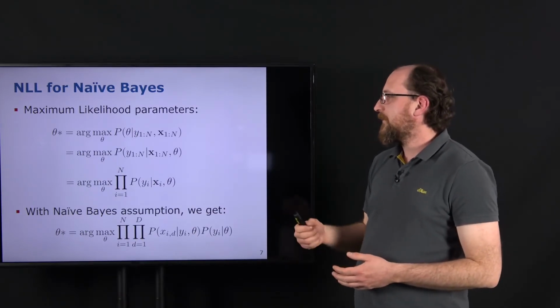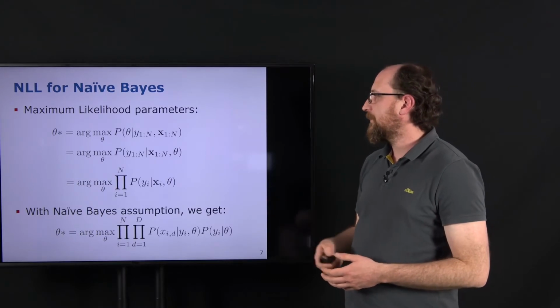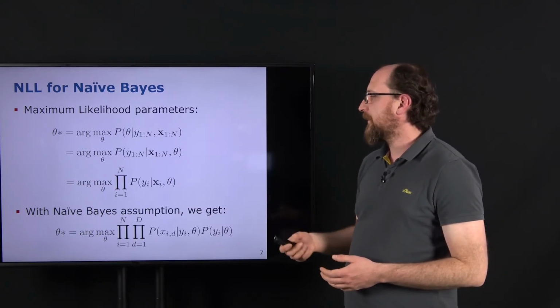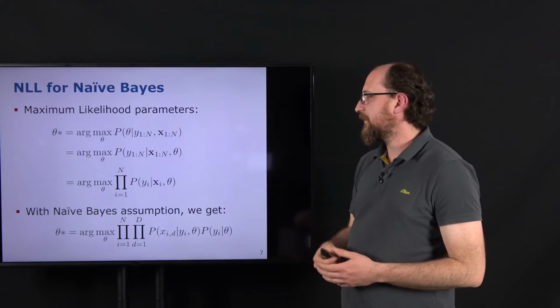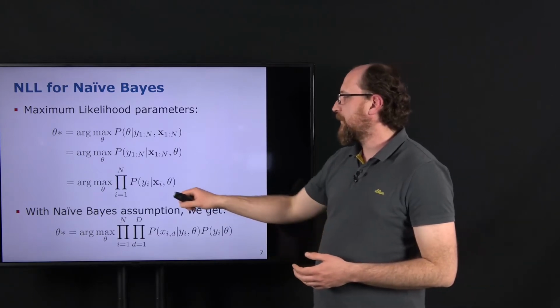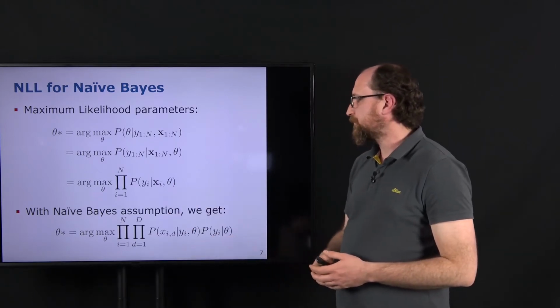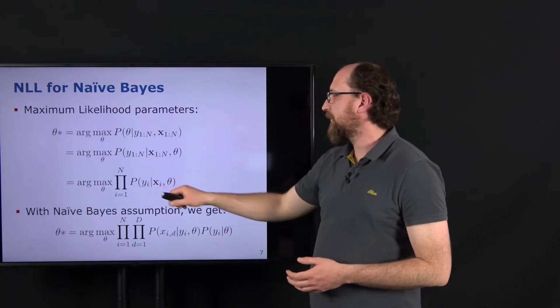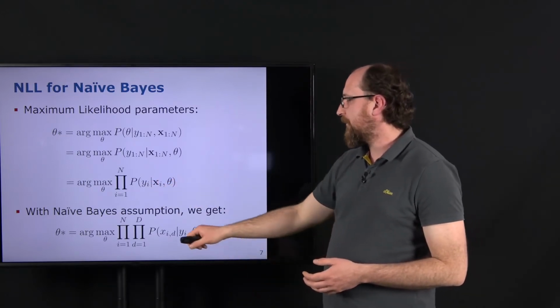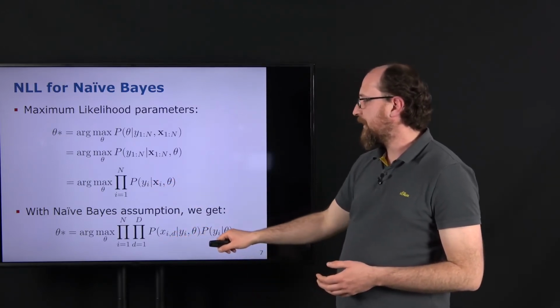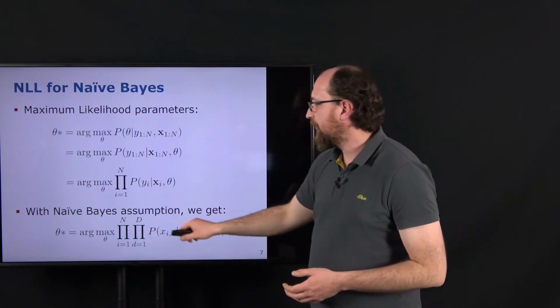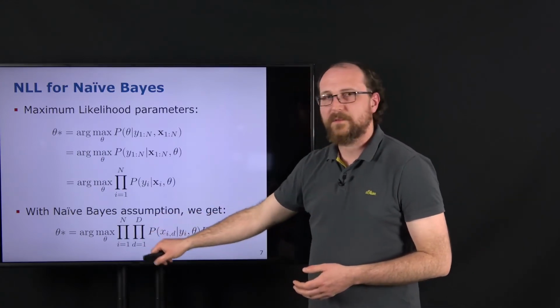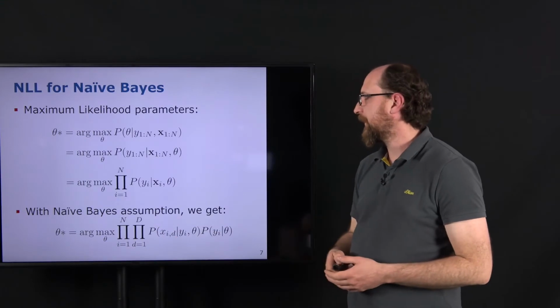So, and when we then use the naive Bayes assumptions, we can then just replace these P of y given x by the P of x given y times P of y. And with the naive Bayes assumption, we are just having the product here over the P of x given y.